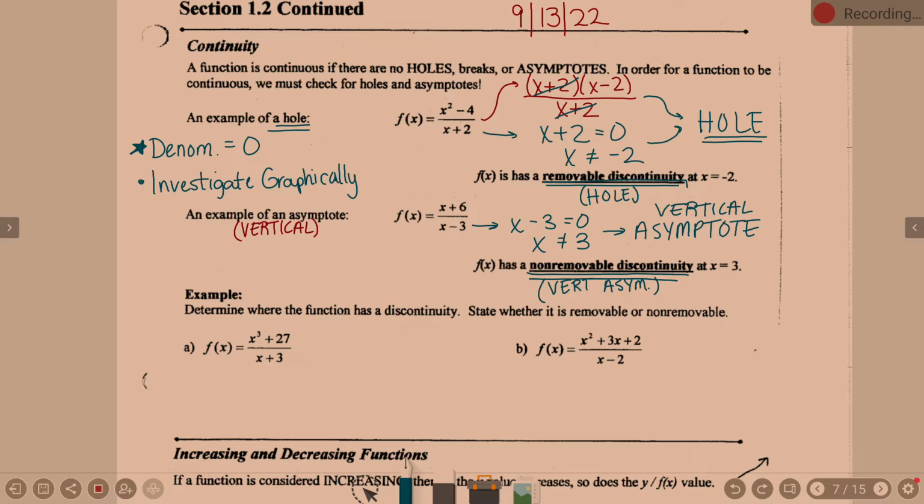Okay, let's look at 2 quick examples. Determine whether the function has a discontinuity. So if it has a discontinuity, does it have a hole or vertical asymptote? In other words, is there some place the denominator would equal 0? Because that's going to create a discontinuity. And then state whether it's removable or non-removable. So, on A, is there going to be a discontinuity of some sort? Yes, where at?